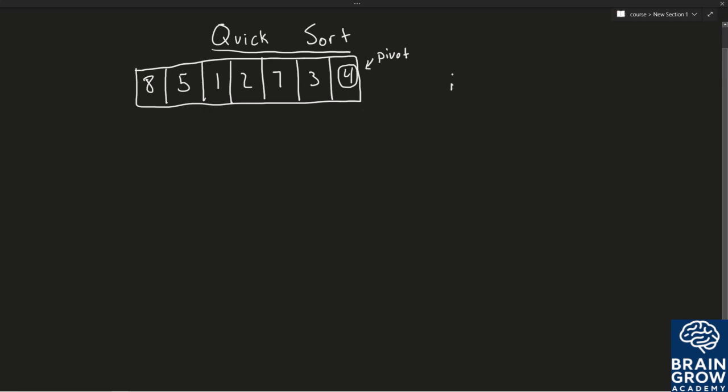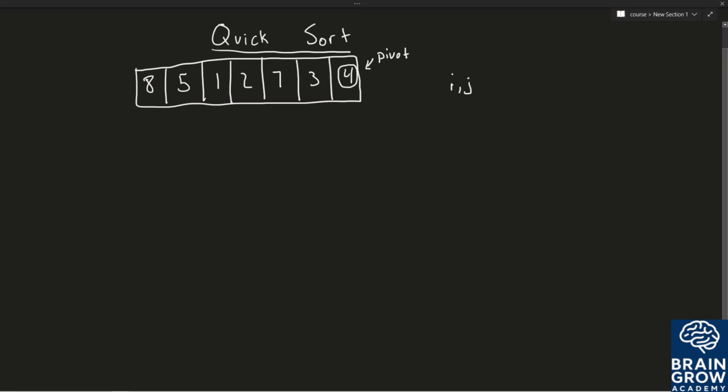And then we're going to have two variables, i and j, that are going to iterate over the rest of these elements and help us begin figuring out where this pivot goes. Because after we're done with our first iteration, we want 4 to be in the correct spot in this array. So we know that the array is going to be 1, 2, 3, 4, 5, 7, 8. So we want to get 4 into this spot here. This is our goal through the first iteration.